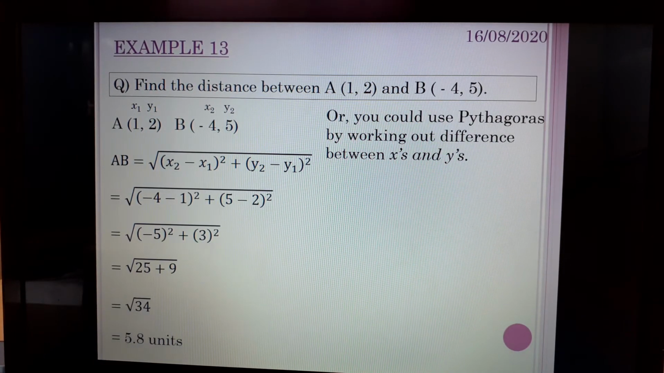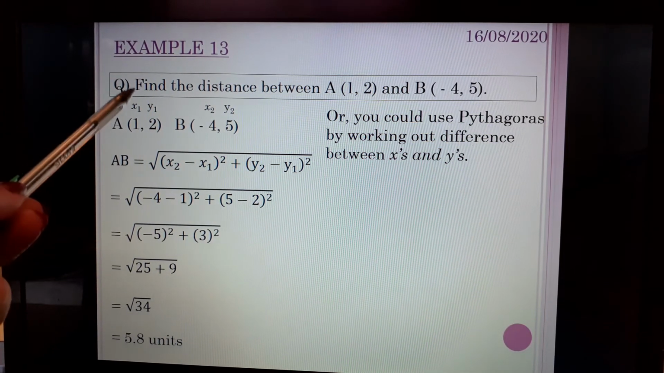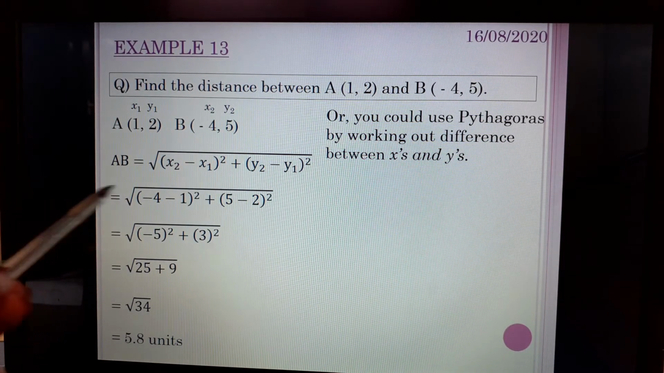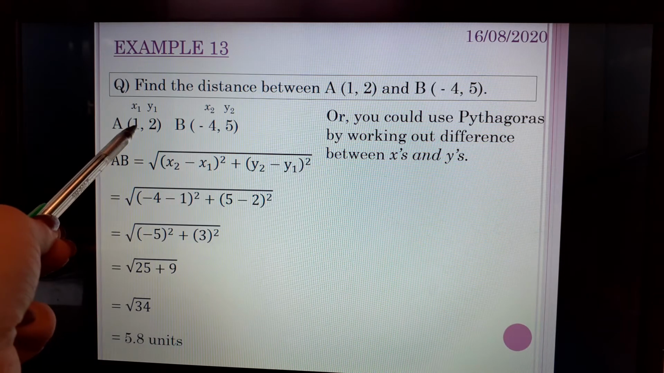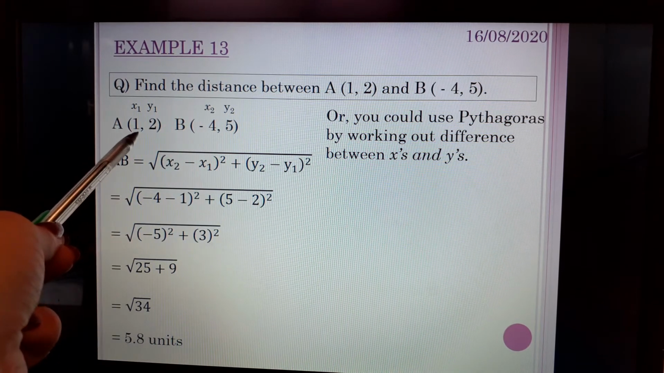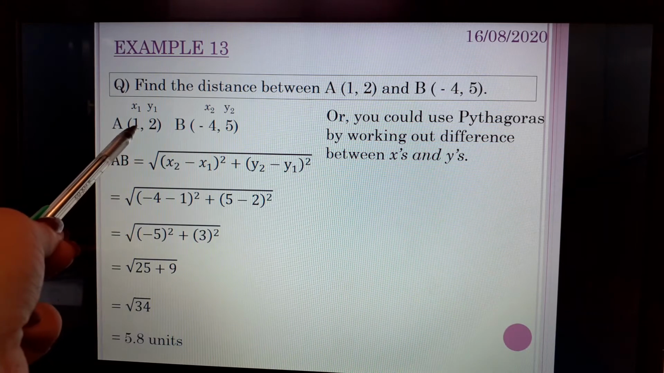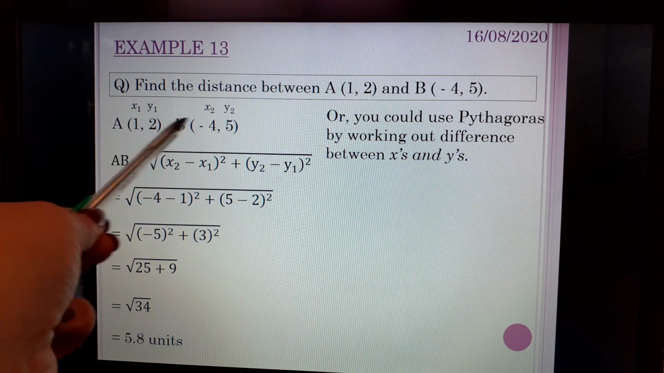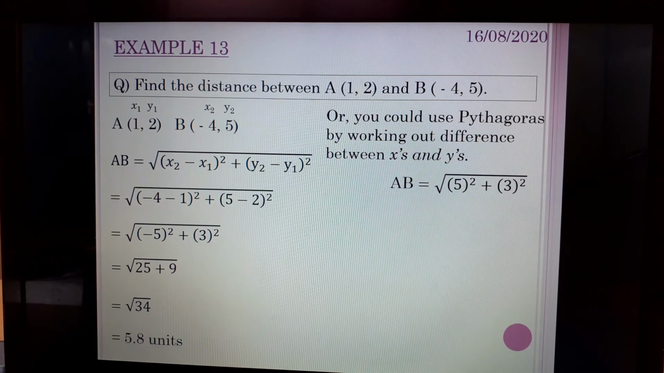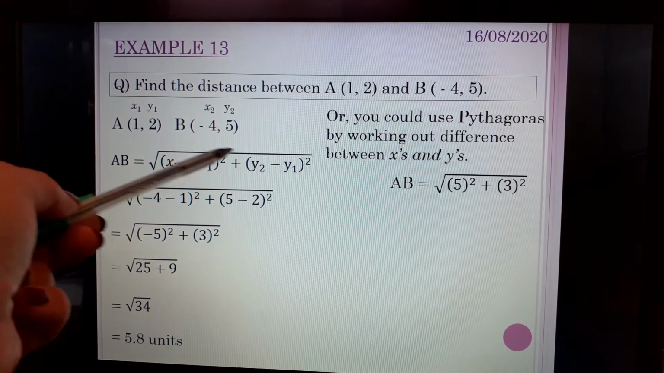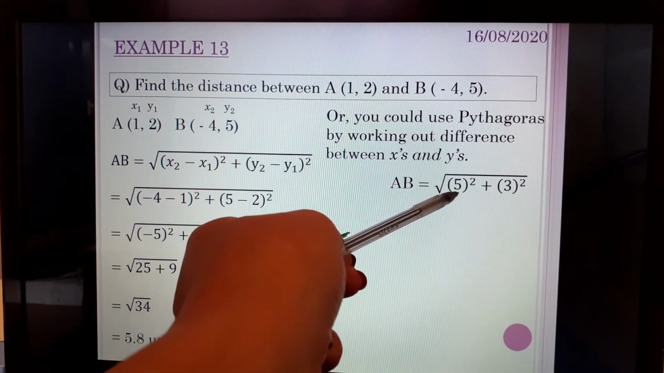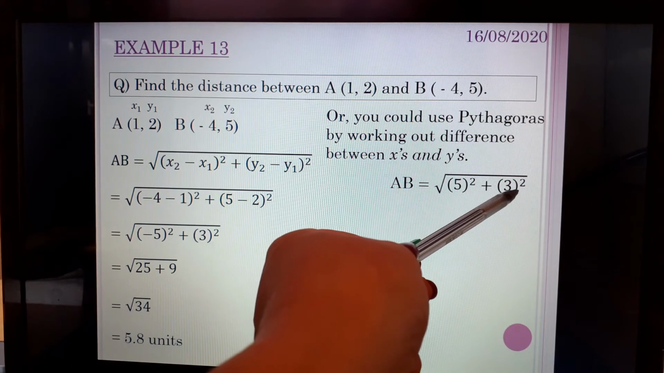But the other method is just really using Pythagoras by working out the difference between the x's and the difference between the y's. So look at your two x's. If you were thinking of those as being the horizontal part of the triangle, then look at your two x's. What's the difference between the number 1 and -4? From 1 to -4 is a difference of 5. And from 2 to 5 is a difference of 3. So you could just go straight into the difference between the two x's rather than putting them in formally like that. The difference between the two x's is 5. The difference between the two y's is 3.